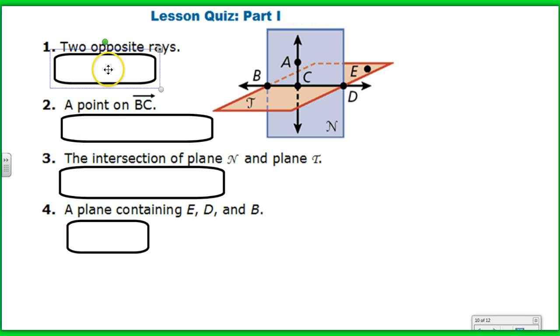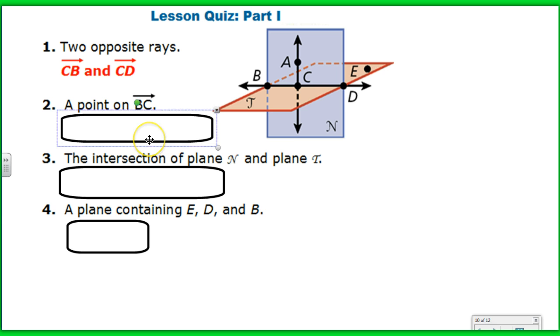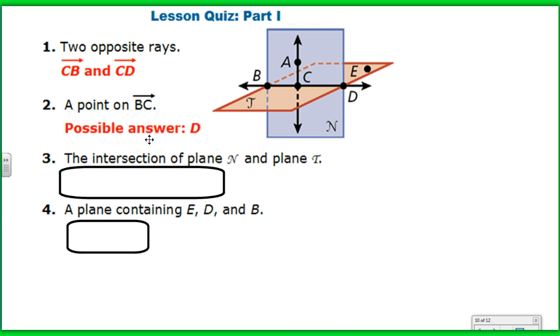The 2 opposite rays, CB and CD. Remember, you must start with the endpoint when you're naming a ray. So C is the endpoint here. And we have a point on BC. A point on ray BC possibly could be D, right? The only one I see here.